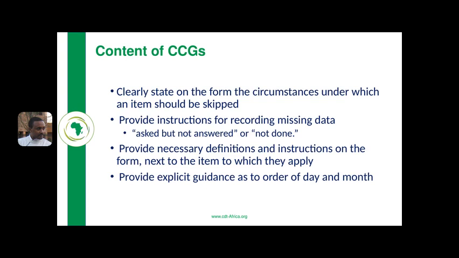We need also to provide explicit guidance as to the order of the day and month. As you know, sometimes we have got a date format where the day comes first, and some other times we have got a date format where the month comes first. So we need to explicitly indicate which one applies in that particular study.